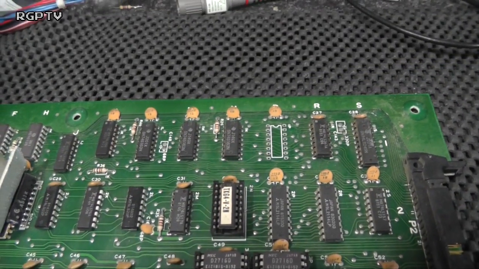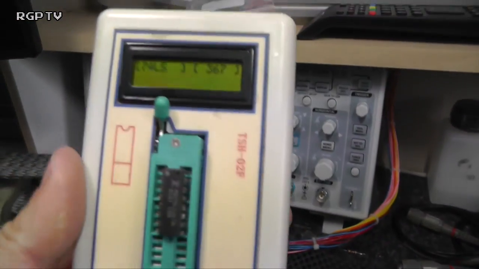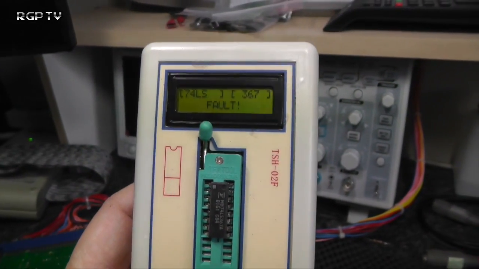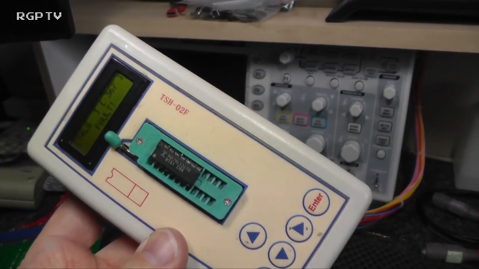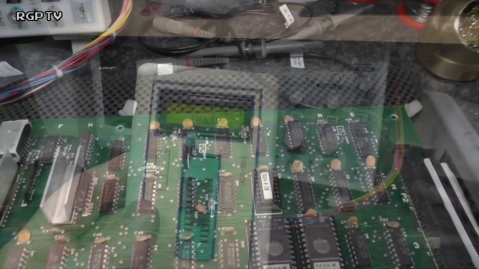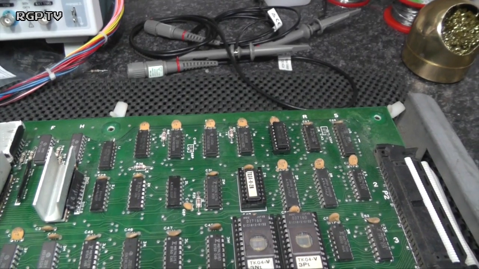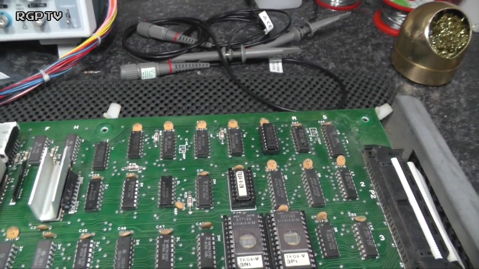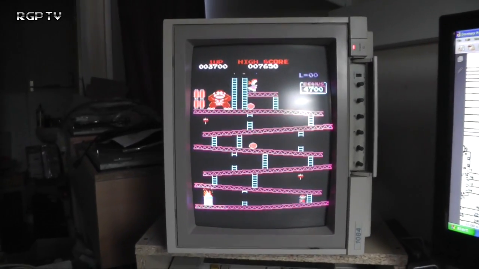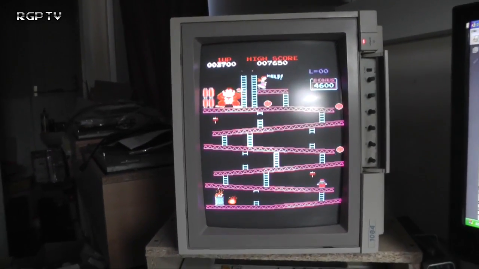There you go, I've removed the chip from the board. Here it is in the chip tester. I've selected LS367, I'll press enter, and fault. Yeah, the chip tester never lies. Right, let's pop a socket in there and a new chip. New LS367 installed in a socket on the PCB. And ta-da! Another one lives.